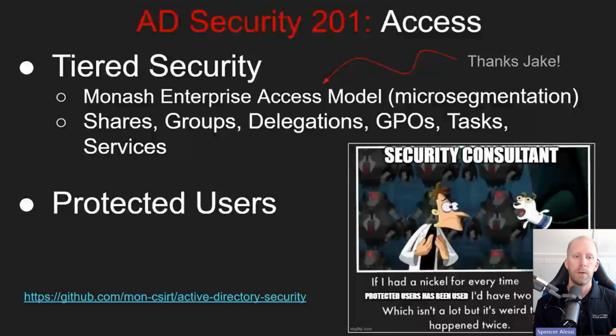So access. 201 access. This is tiered security and protected users. Two of the most important features in Active Directory. One of those things is built in. The other is kind of more difficult to do because it's not just out of the box. So not just out of the box is tiered security. This starts with the Red Forest model or the enterprise access model that Microsoft has created. Somebody linked it earlier.